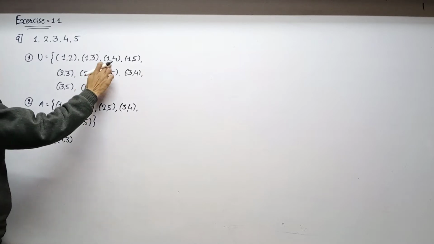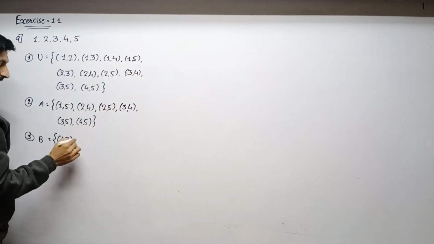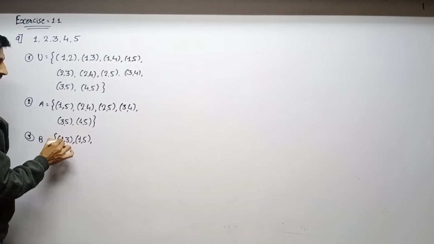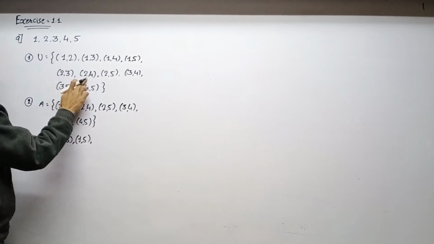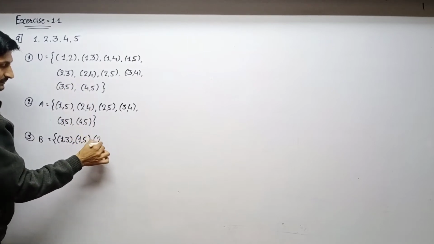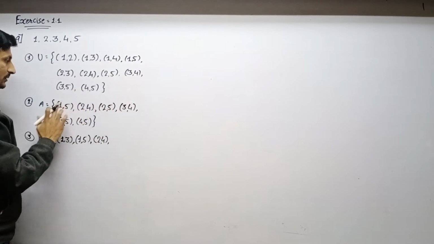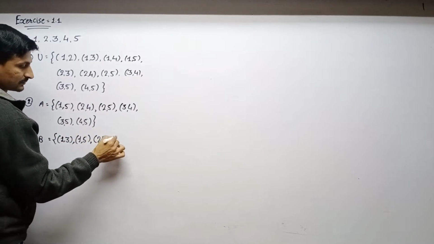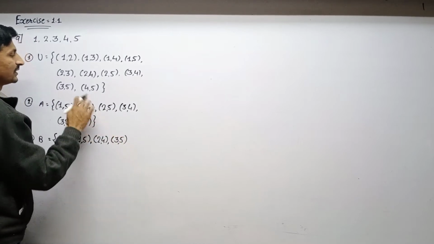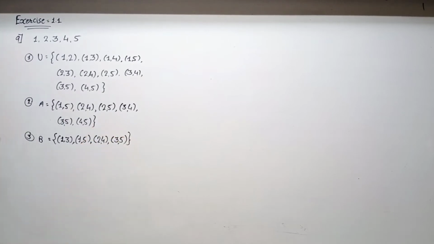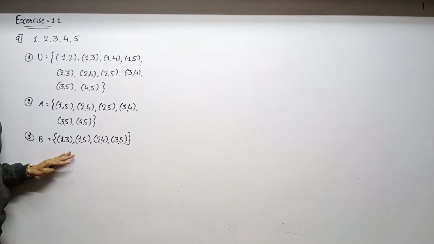(1, 4) not possible. (1, 5), 6, yes, possible. (2, 3) not possible. (2, 4) possible. (2, 5) not possible. (3, 4) not possible. (3, 5) possible. (4, 5) not possible. So total 4 outcomes, where the sum of the selected two numbers is even.